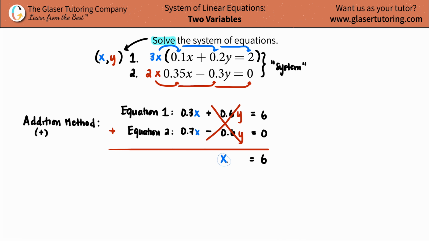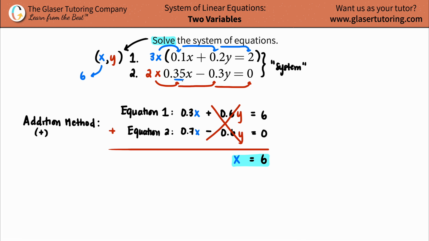And look at that. Look how easy that was. You actually have your x coordinate right off the bat. You don't have to do any other simplification. So we know that the x value is going to be 6. Now, we've got to go back and solve for the y. How do we do that? Well, use the equation that looks easiest to you, right?